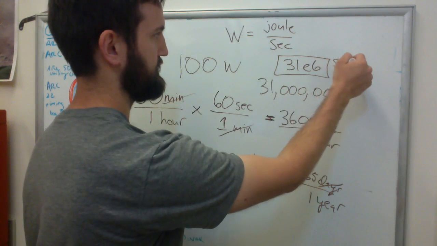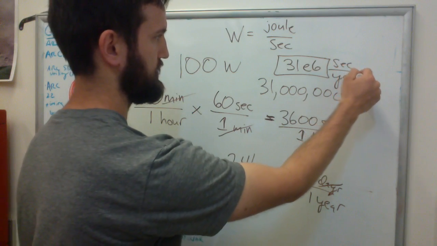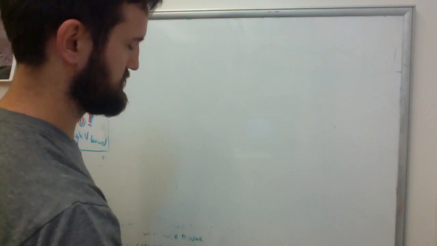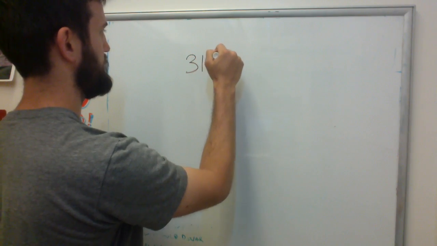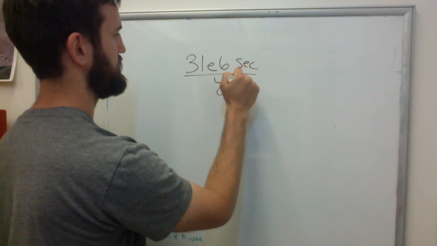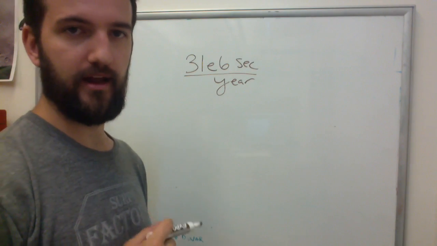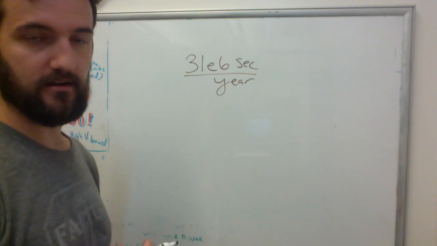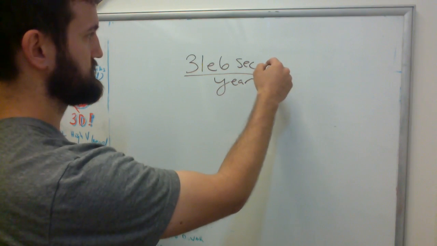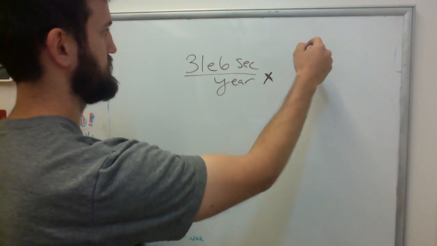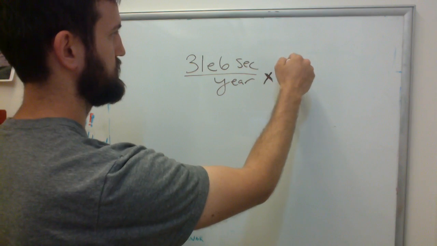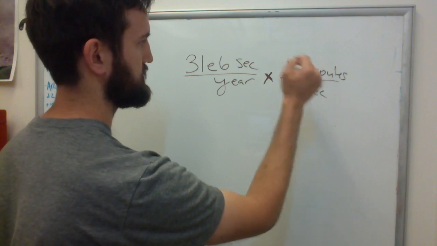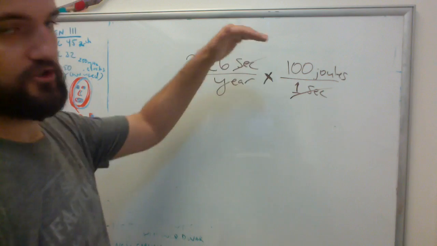And remember, right now we have seconds per year. Let's clear up some space. So we have 31e6 seconds per year. The next question is, calculate the energy that a light bulb uses in a year. Remember, we have watts, which is joules per second, and now we know how many seconds are in a year, so it's yet another unit conversion. You can multiply by 100. Remember, 100 watts is 100 joules per every second. Guess what? Seconds cancel out, and we're left with joules per year.